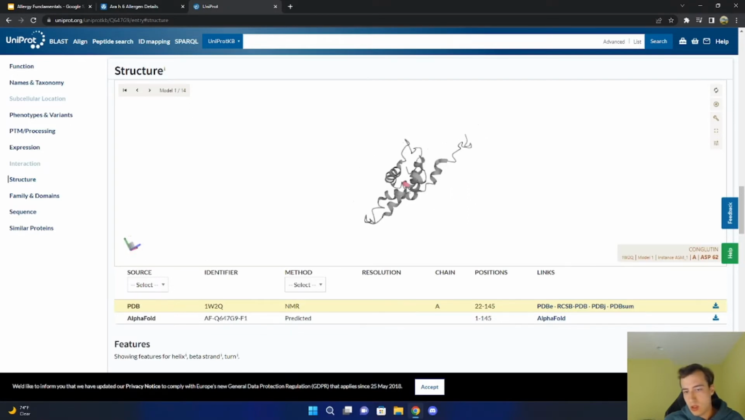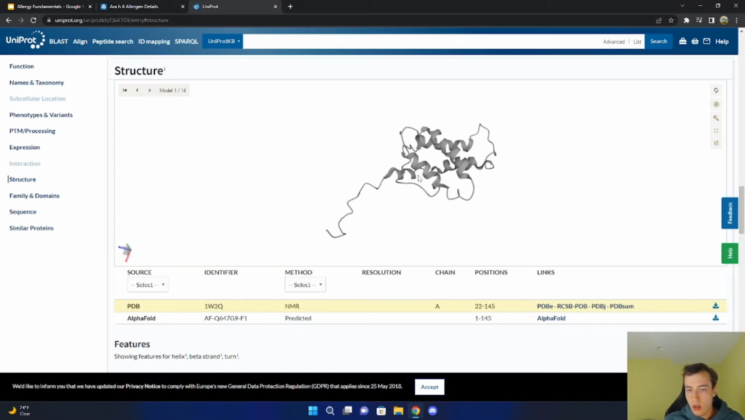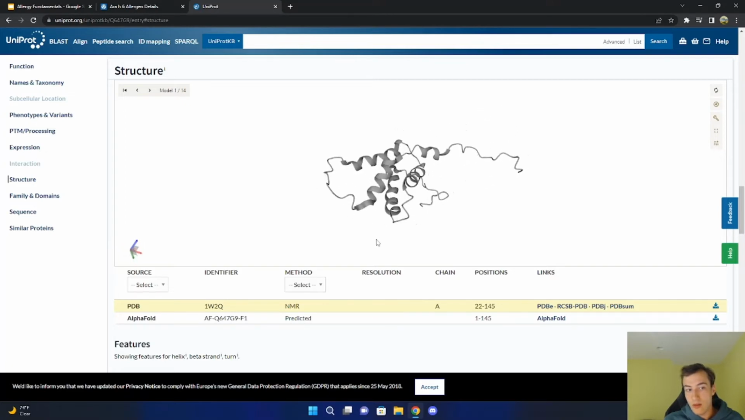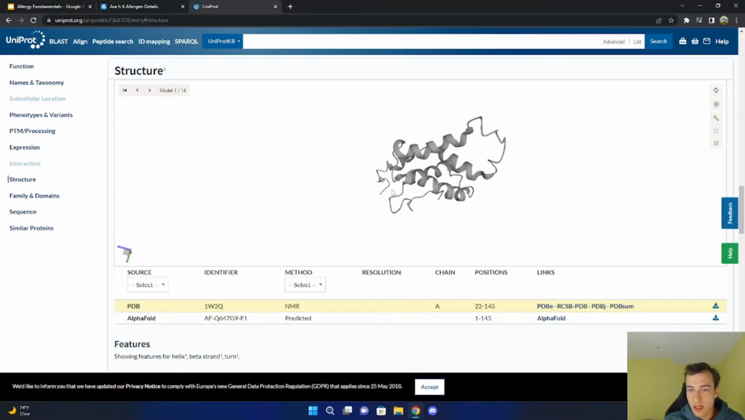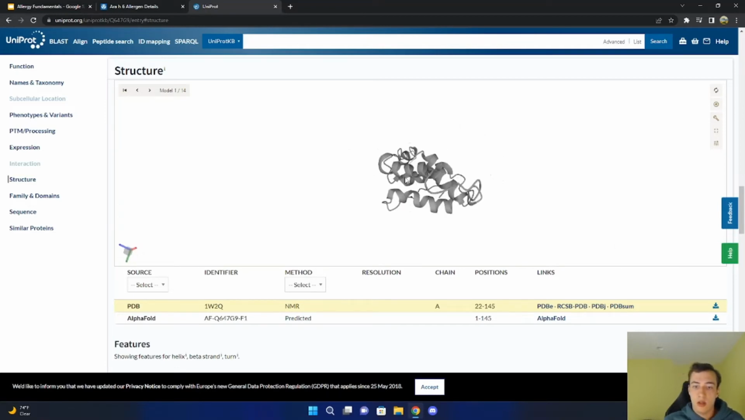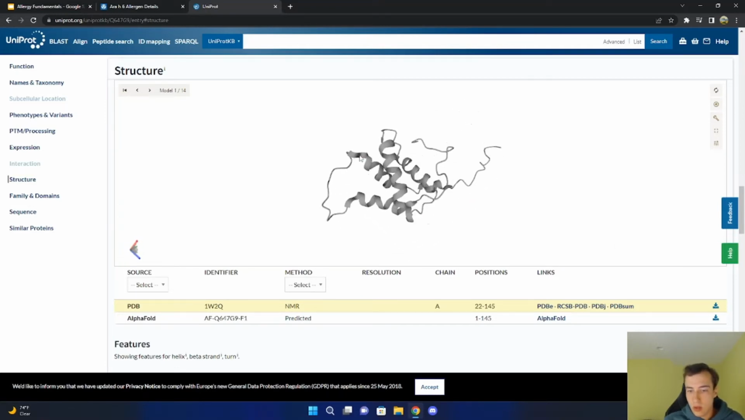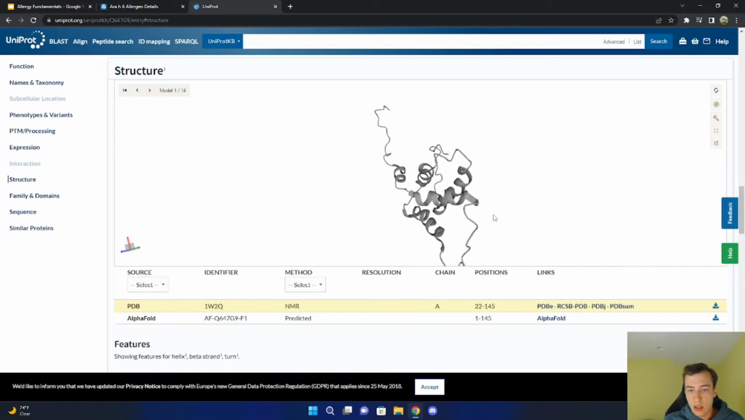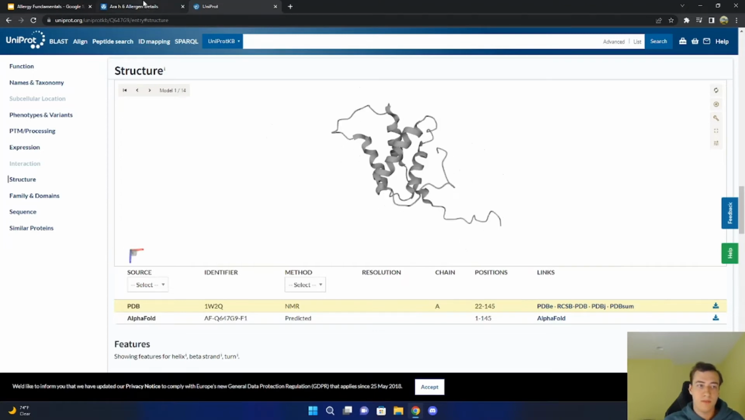Alright, so this one looks different, but it causes a different type of reaction. We'll get into that later. But it's a different protein, a different allergen, and your body dynamically creates an immune defense against different proteins.